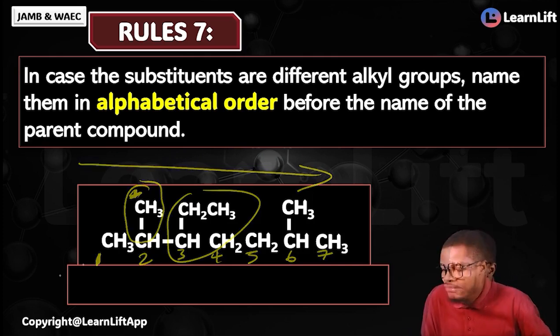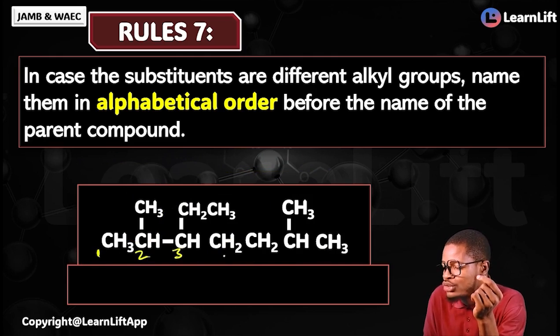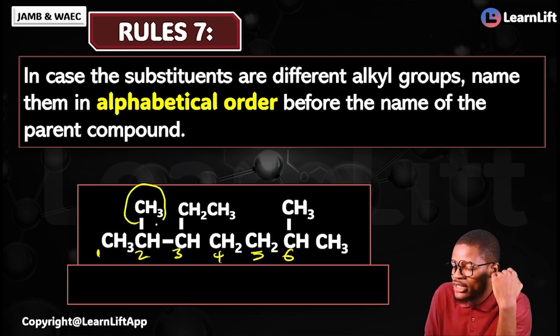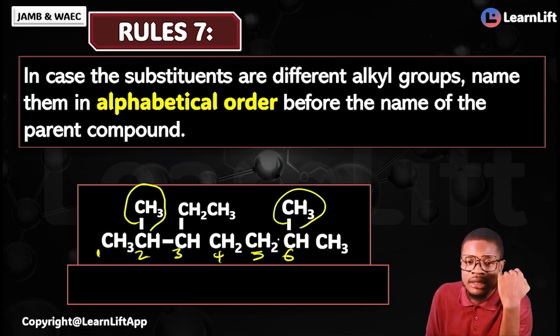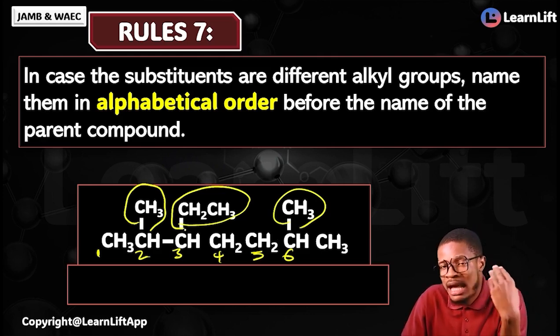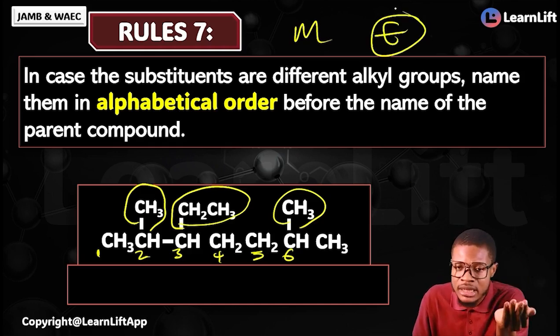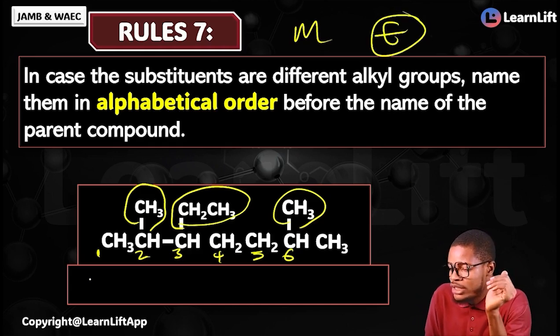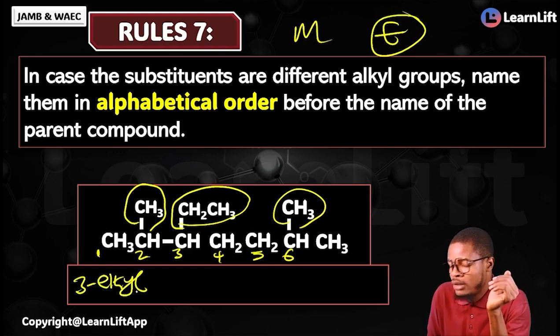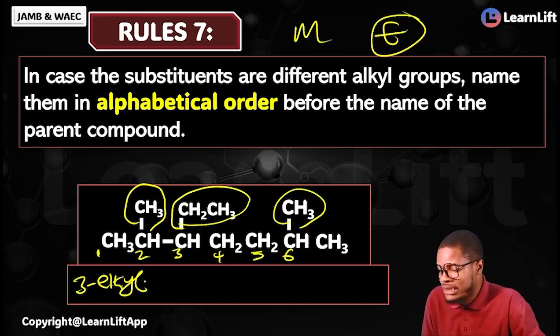So that's all. So let's number and name. Here is your 1, here is your 2, here is your 3, here is your 4, here is your 5, here is your 6. Now, at carbon 2, there is methyl. At carbon 6, there is methyl. But at carbon 3, now there is what? Ethyl. And you must name them alphabetically. Is it methyl first or ethyl first? Ethyl first. So what's the name? The name of this compound is nothing but your what? Your 3-ethyl, right? 3-ethyl. What do we now have? Carbon 2 is methyl, carbon 6 is methyl.